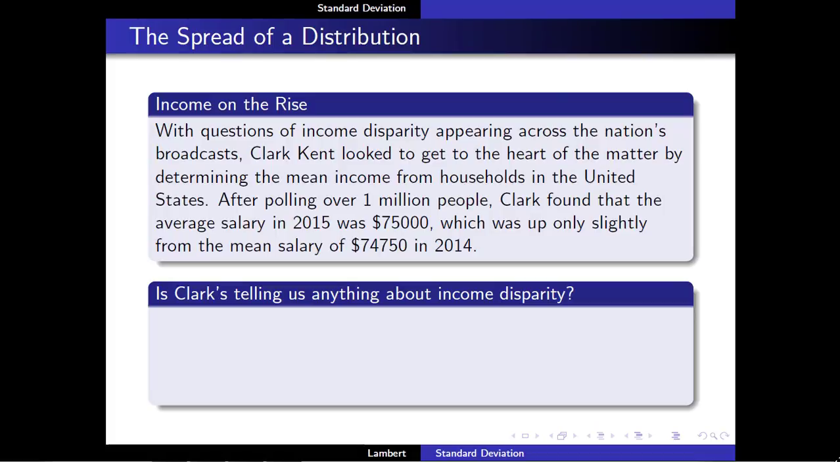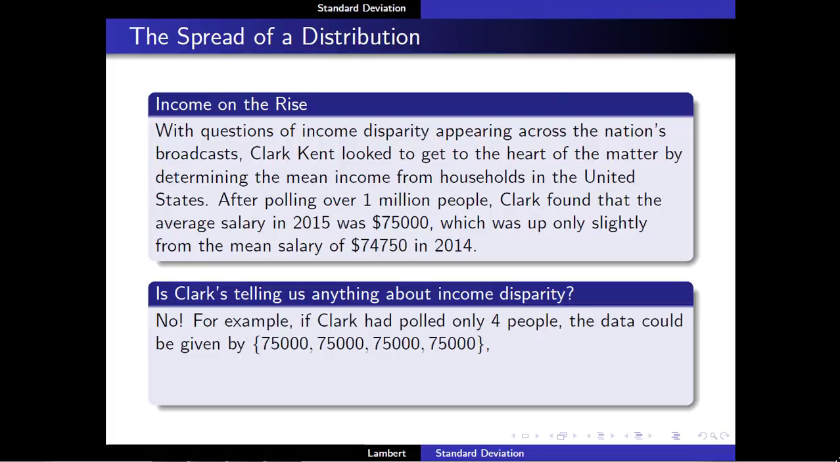What's going on is Clark hasn't really addressed the issue of income disparity at all. What we're looking for is how things vary from, in fact, the rich to the poor, essentially. To give you an example, say we had a first data set and we had the mean being 75,000 as we had up above, we could have all the values of income being 75,000 for 4 people. Now, obviously we could stretch this out to 1 million, but hopefully you get the point. So now there's no income disparity whatsoever in this sort of data set.